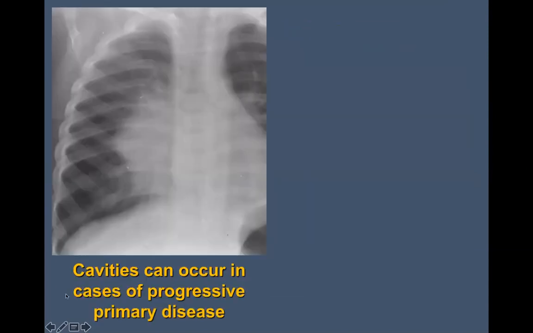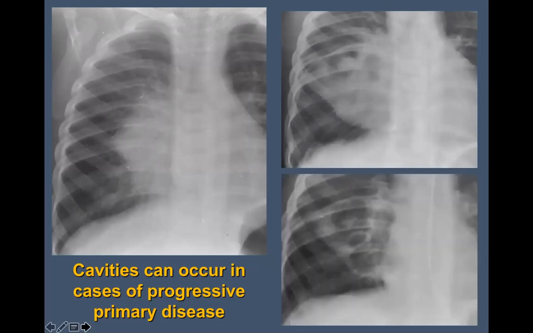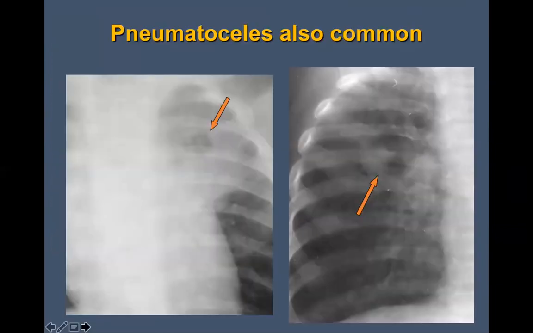But be aware that cavities can also occur in younger children in the progressive forms of primary TB. So they usually occur within a consolidation. So with progressive primary TB, you may have a consolidation that as you follow it begins to develop some internal radiolucencies. And here you can see that there's multiple areas of cavitation within this area of consolidation. And those may persist over time, or those may actually resolve or become less apparent over time.